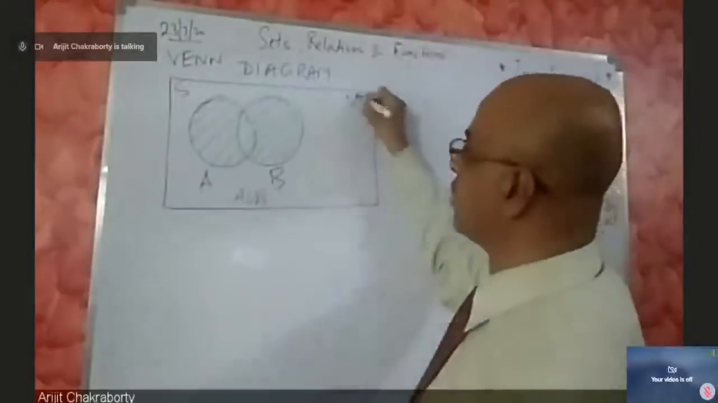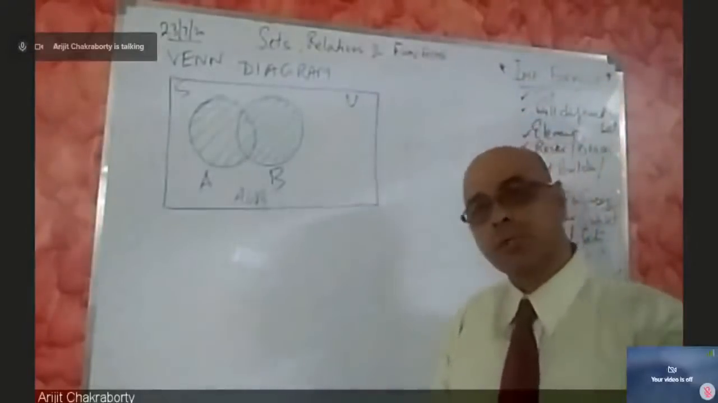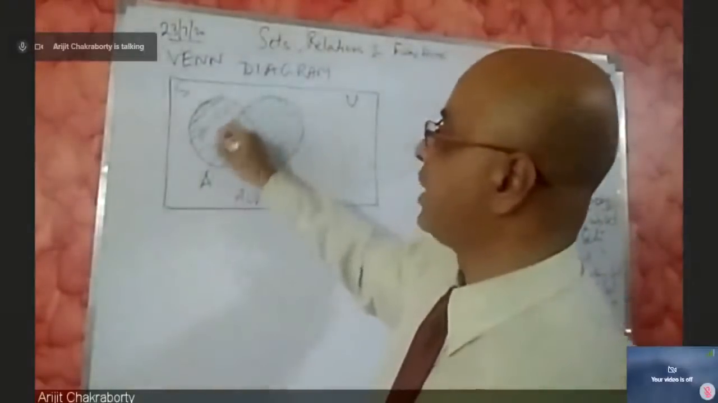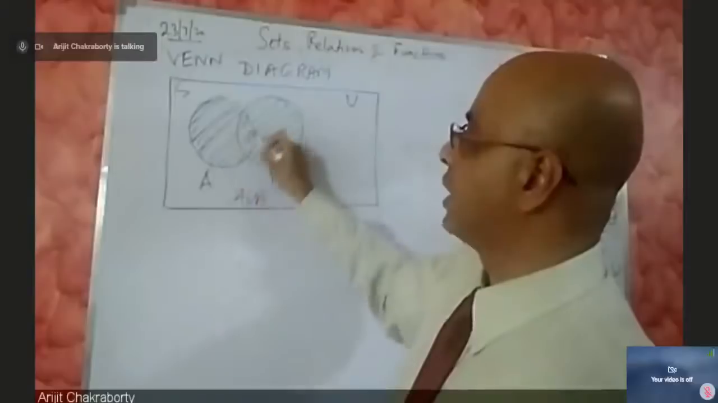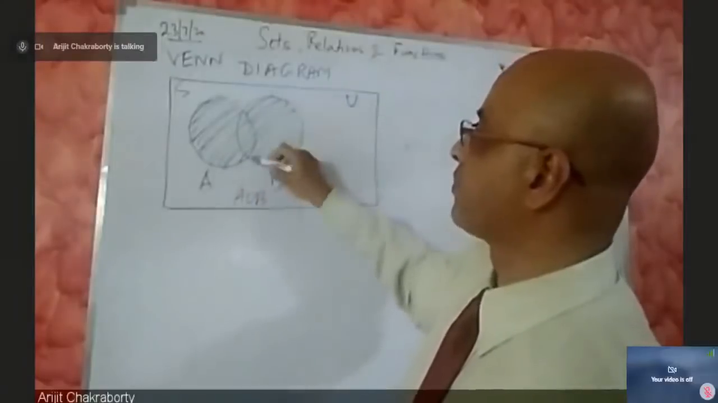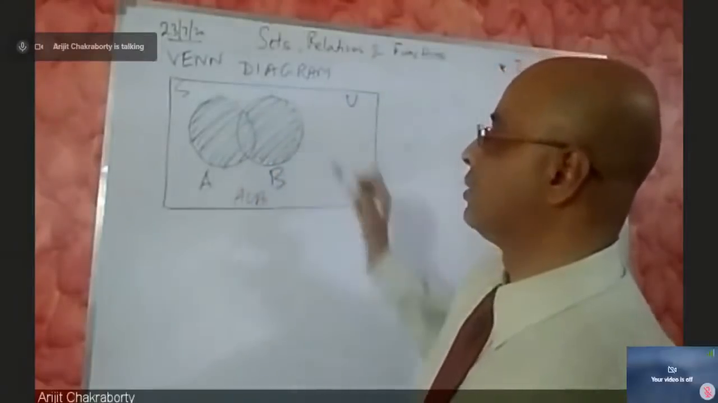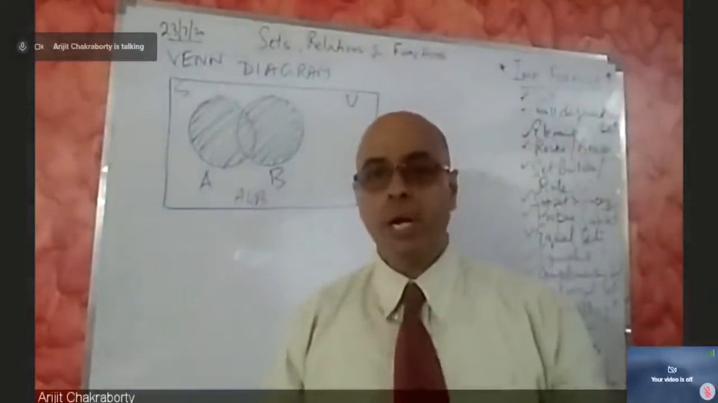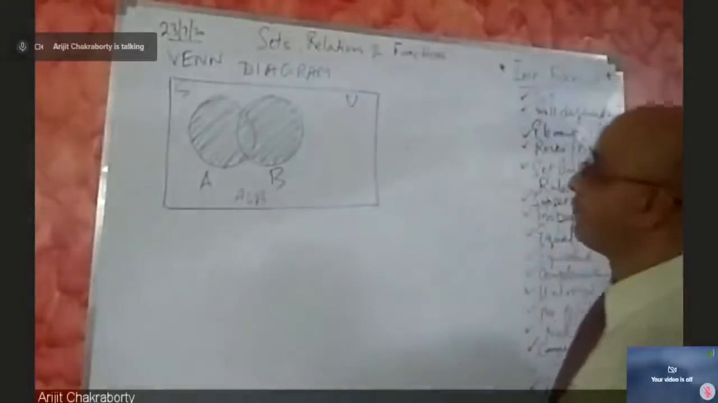Or you can call it U, whatever, S or U. This is the universal set. You have set A here and set B. So the shaded region which you see now is A union B. Now we shall draw A intersection B.